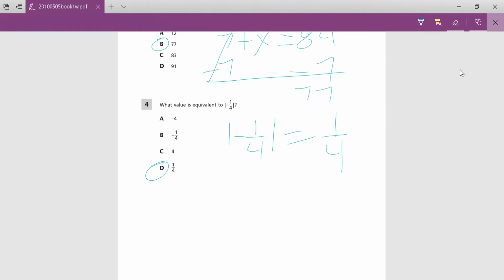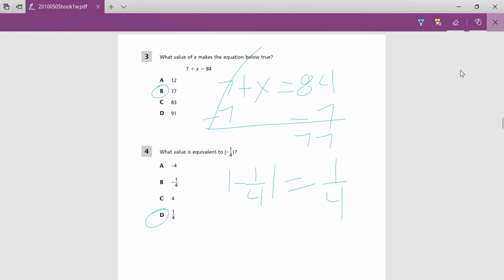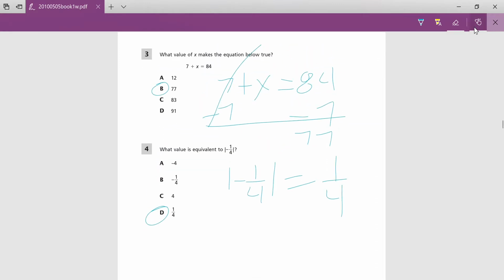Okay, let's see what else to do. 3. So 7 plus x equals 84. What value of x makes the equation true? What you would do here is you would always have to isolate the x. Now this was a simple pre-algebraic equation where you have to find the value of x. What you would do is subtract 7 from both sides and get 77. So x equals 77.